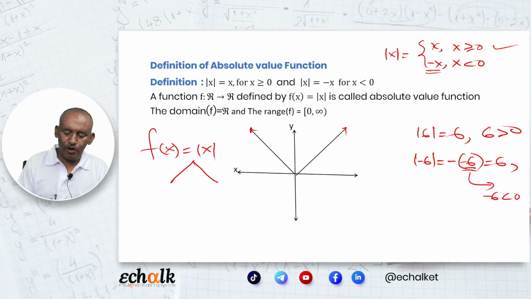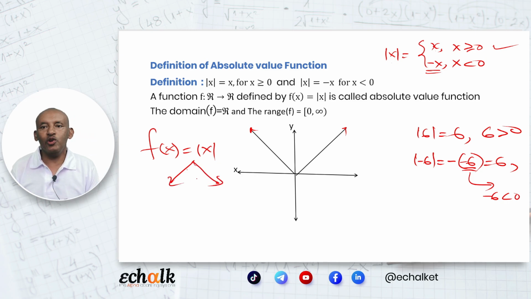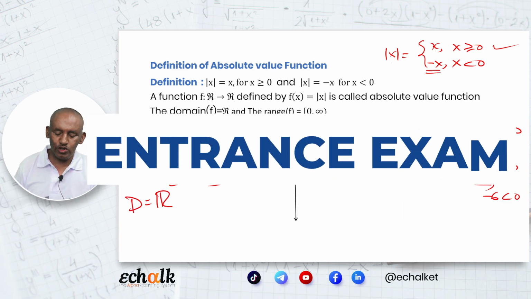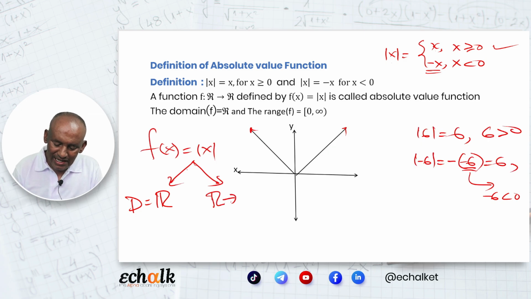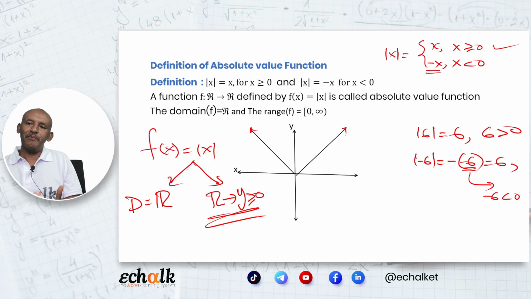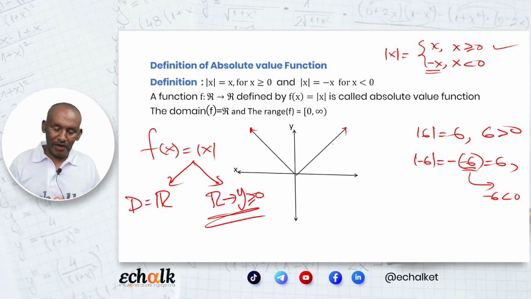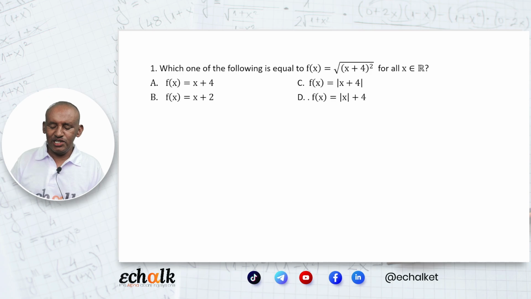So what is the domain of the absolute value of x? What is the range? You know that the domain of the absolute value of x is the set of all real numbers, because in the absolute value we can insert any negative or positive number. The range is always positive or 0, because the absolute value of a number is either 0 or positive, so the range is always greater than or equal to 0. So the graph is this one, the domain is all real numbers, and the range is y greater than or equal to 0. So let's illustrate our discussion on this concept.